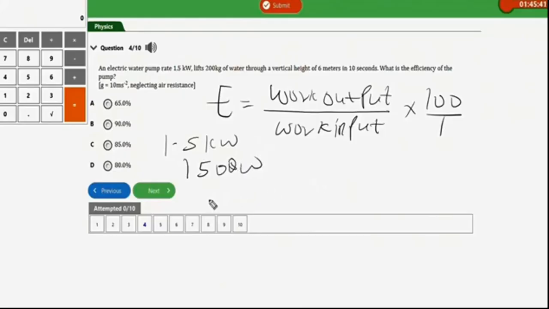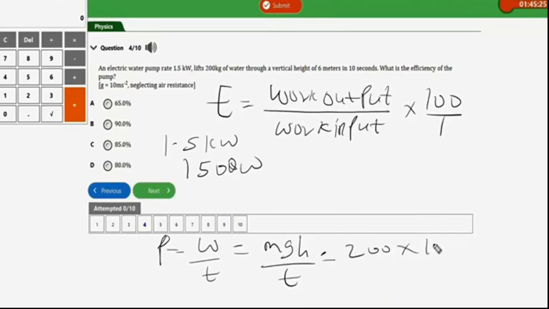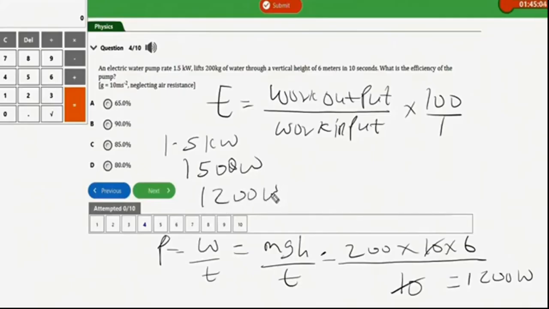Now let's look at the work output, meaning that power is work over time. This is mgh over time. In this question we have our mass to be 200, acceleration due to gravity is 10, height is 6, over time, which is 10 seconds, so this will cancel this. So 200 times 6 will give us 1200 watts. So this will be our work output. Work output is 1200 watts.